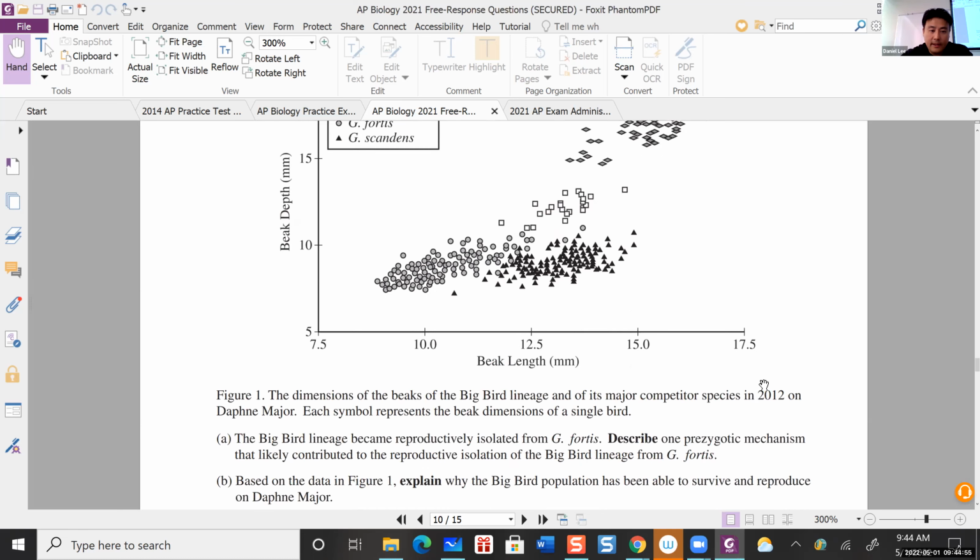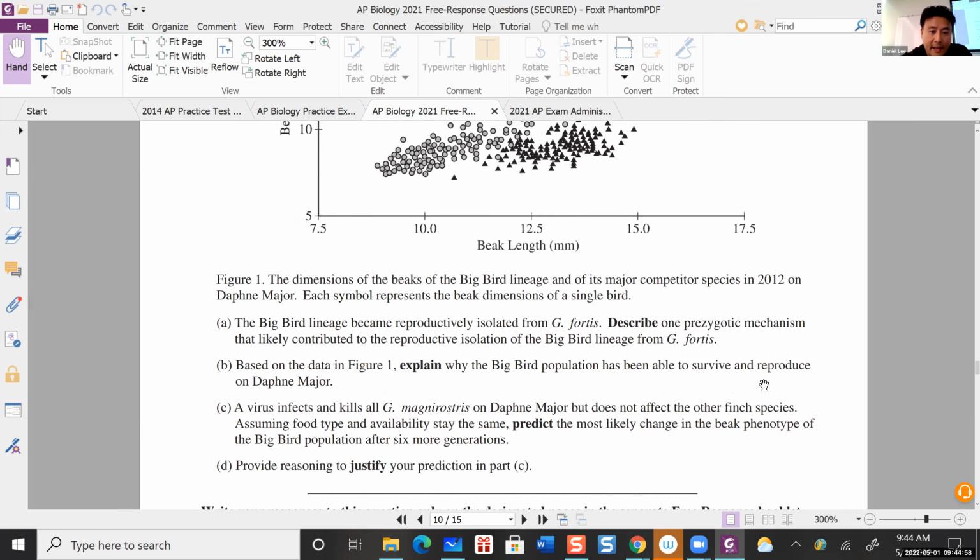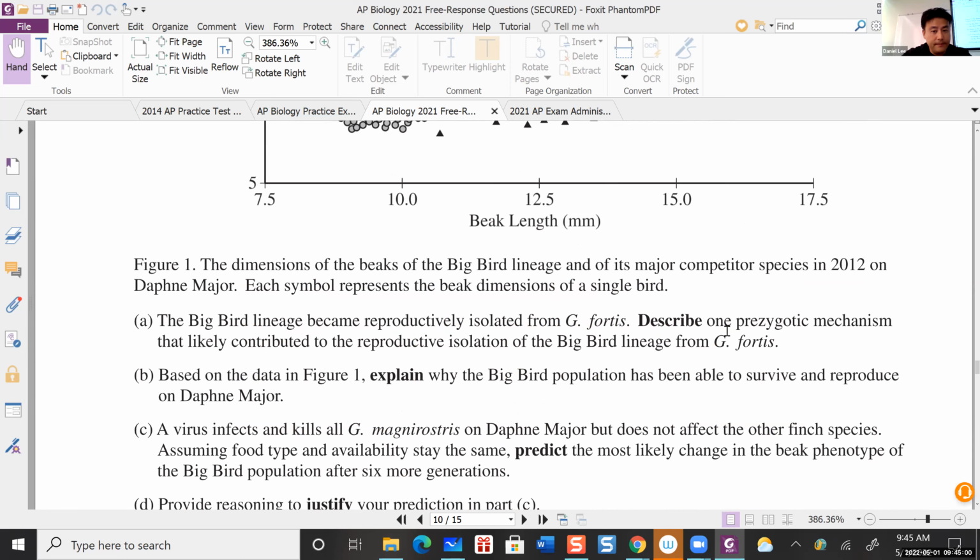All right, next one is that Figure 1, the dimension of the beaks of the big bird lineage and its major competitor species. Each symbol represents the beak dimension of a single bird. So there's one bird, okay? So part A: the big bird lineage became reproductively isolated from the GF. So again, the GF is the mother species. And they became reproductively isolated. So name one prezygotic mechanism likely contributed to the reproductive isolation.